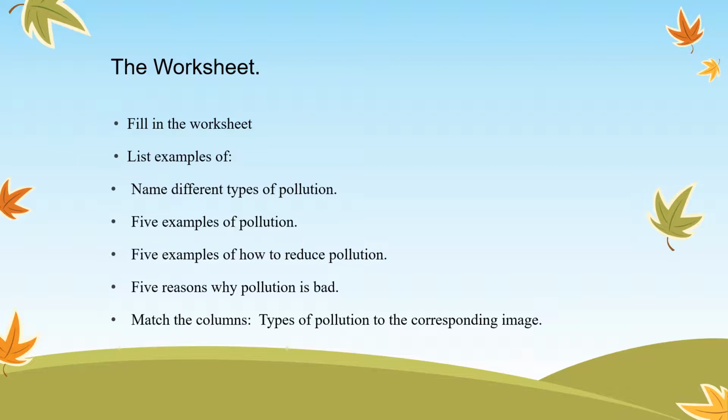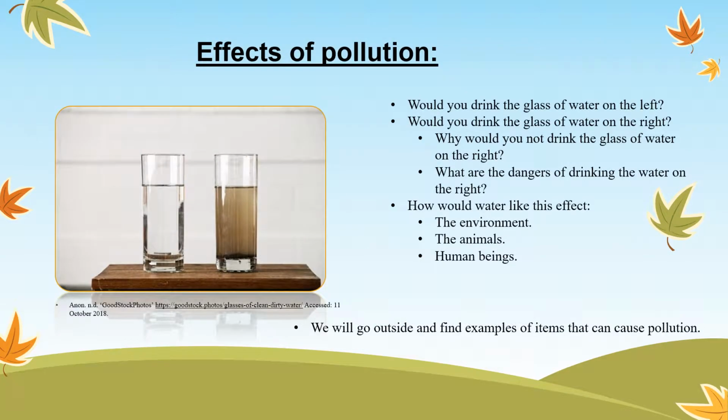During the lesson, the learners would be required to fill in a worksheet, and the instructions would include: list the names of different types of pollution, 5 examples of pollution, 5 examples of how to reduce pollution, 5 reasons why pollution is bad, and match the columns of types of pollution to the corresponding image. During the course of the lesson, the effects of pollution will be discussed with the learners.